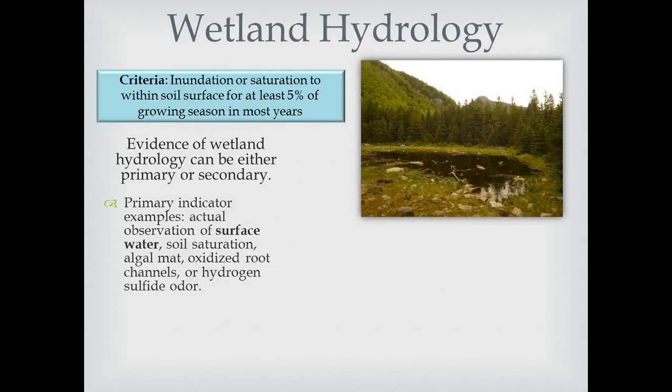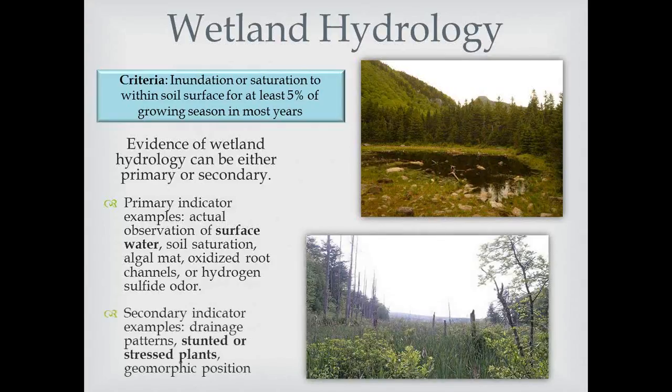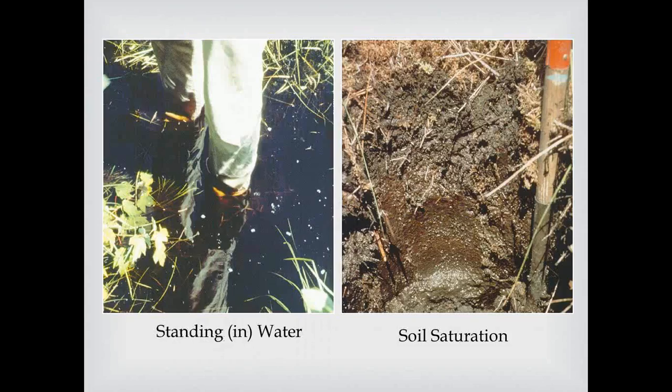So primary examples of meeting the hydrology criteria include things like observation of surface water, soil saturation, things like algal mat, oxidized root channels, and sometimes they smell like rotten eggs. And it's pretty funny when you take us out and we're out there sniffing soil, but that is one of the criteria. The secondary indicators include drainage patterns, stunted or stressed plants, or geomorphic position in the landscape, so adjacent or at the bottom of a basin can often be an indicator.